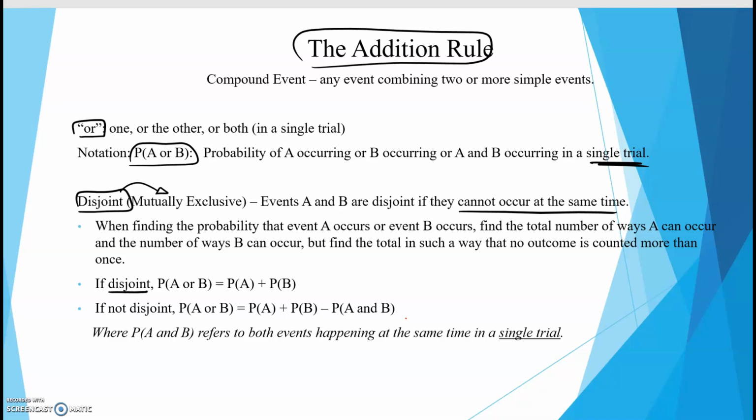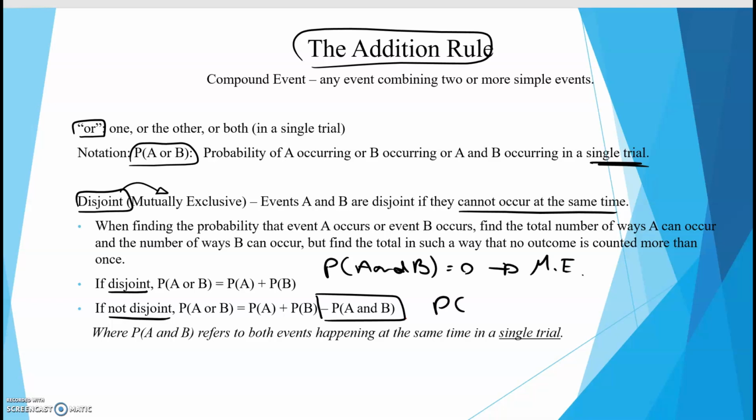If it is disjoint, then the probability of A or B, all you have to do is add the probability of A to the probability of B. If it is not disjoint, then you have to tack on this little bit right here, minus probability of A and B. Because remember, if it is disjoint, the probability of A and B equals 0, if it is disjoint or mutually exclusive. But if it is not disjoint or not mutually exclusive, then the probability of A and B will not be 0.